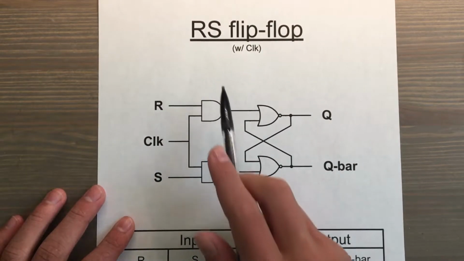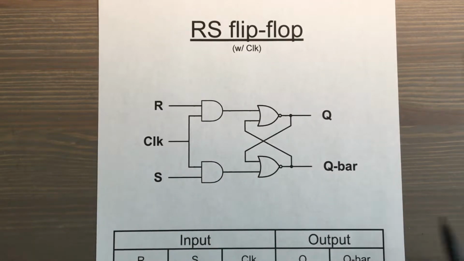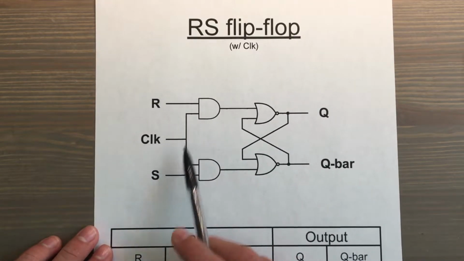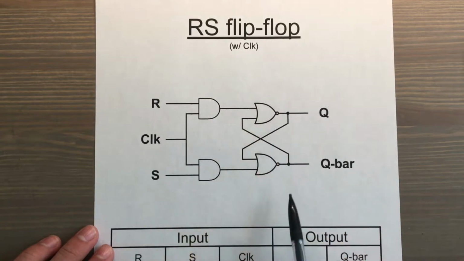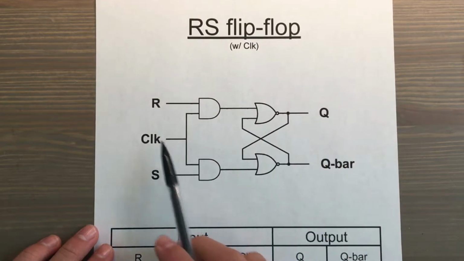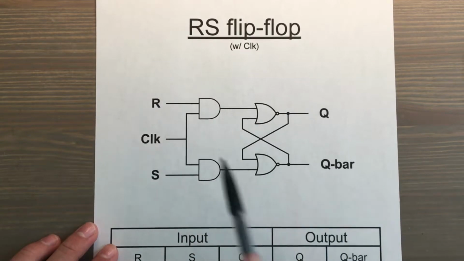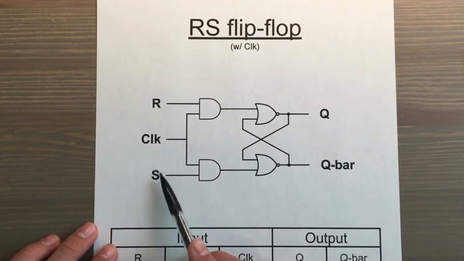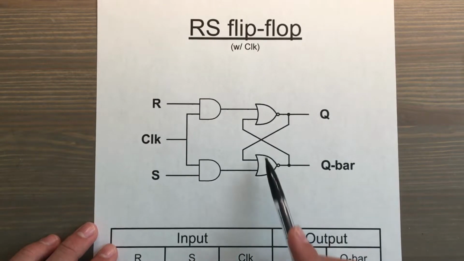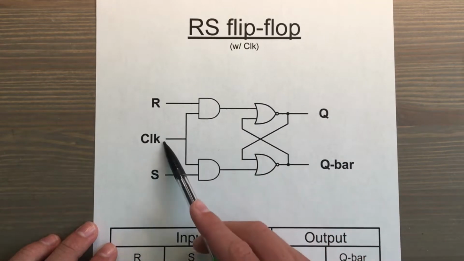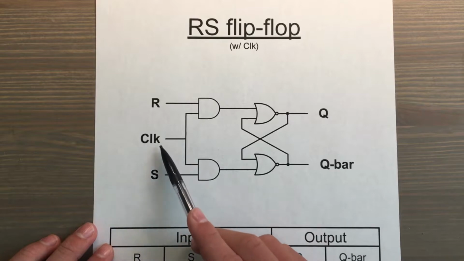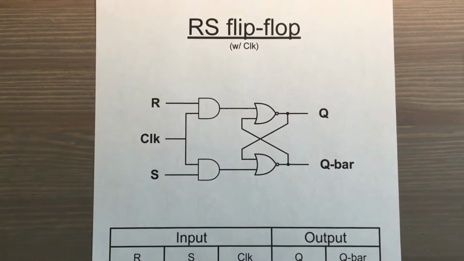So you can see we've added two AND gates here, and the R and the S inputs go through those before going to the NOR gates. And the other input to each of those is the clock. So this R input and the S input can only go through to these NOR gates if the clock is on. And why it's called a clock is, in computers, a clock is just something that turns from 0 to 1.